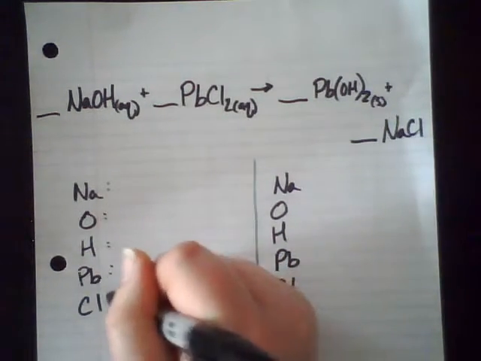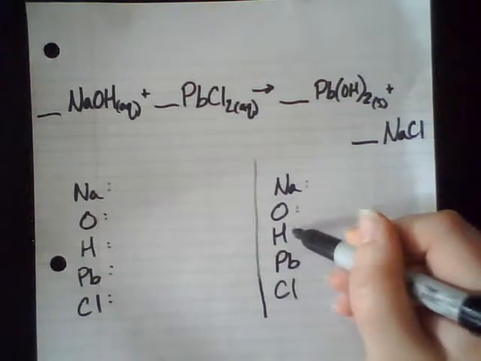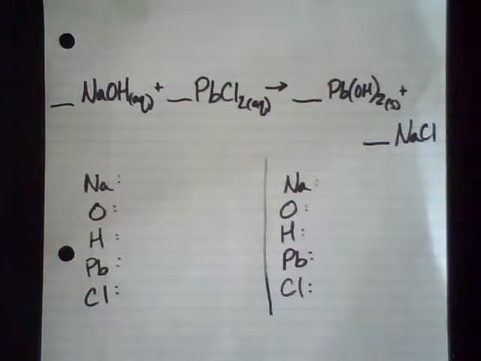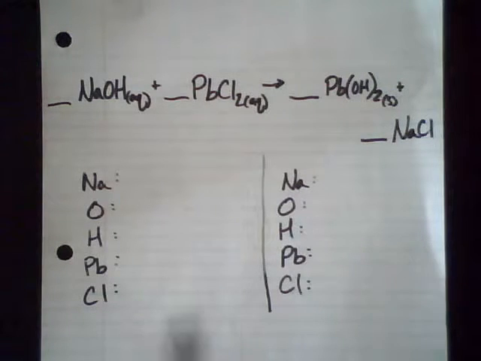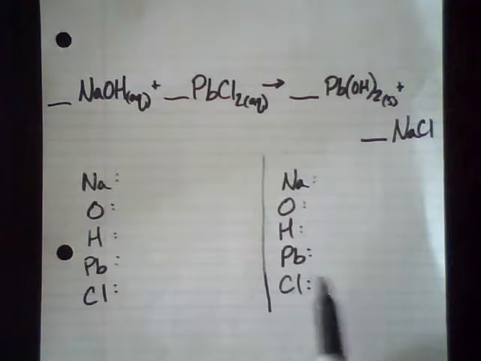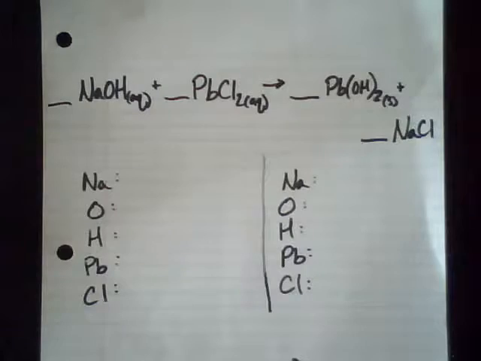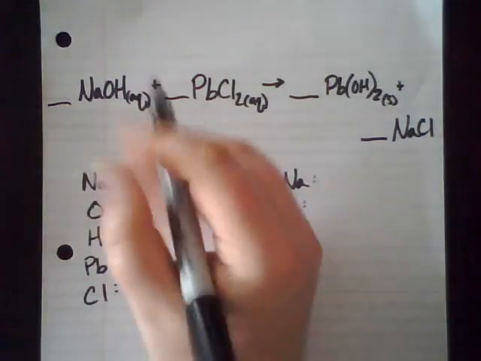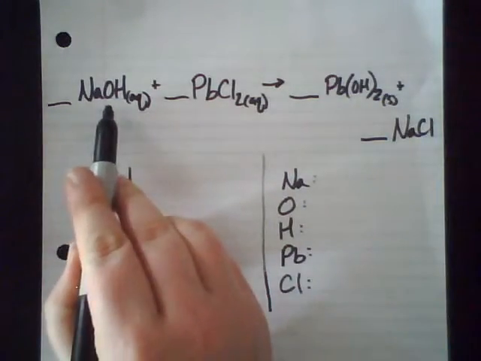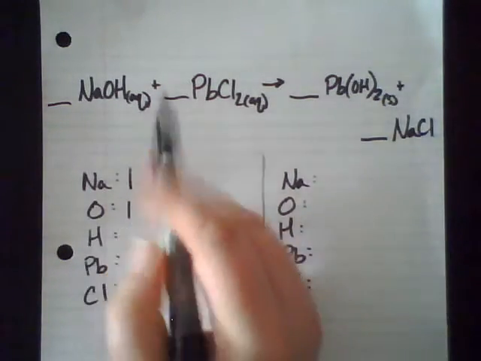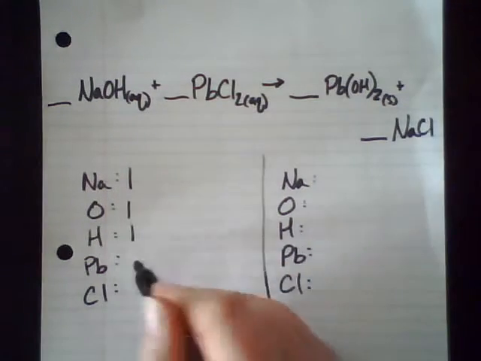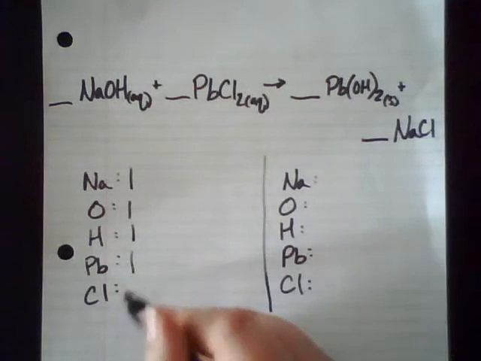Okay, so I need to figure out how many of each of the elements I have. And I'm going to show you this, and then I'm going to show you kind of a shortcut. Okay, so again, there are many ways to go about balancing chemical equations, and this is just one of the ways. And going through and doing this accounting on both sides is good as you're practicing doing these for the first time. So let's figure out what we're starting with. On this side, I have 1 sodium, 1 oxygen, 1 hydrogen. That's in my sodium hydroxide. I have 1 lead, and I have 2 chlorines.